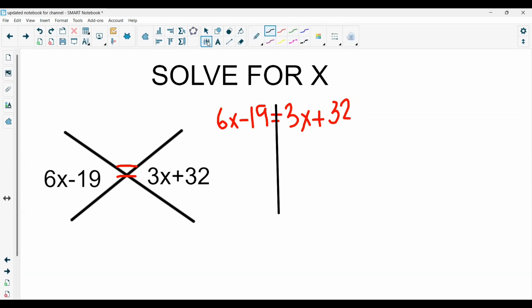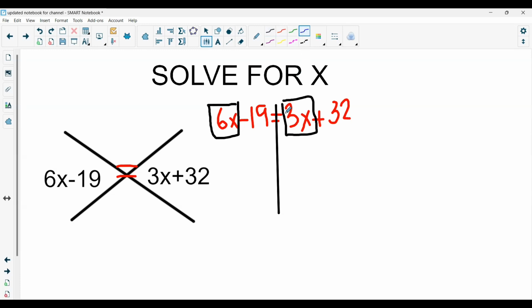Remember our steps, DCI: we have to do the distributive property, then we combine like terms, and then we do our inverse. Now I don't see any parentheses for distributive. I don't see anything that looks alike on the same side either. However, I know that I'm only supposed to have a variable on one side, but I have it on both sides.